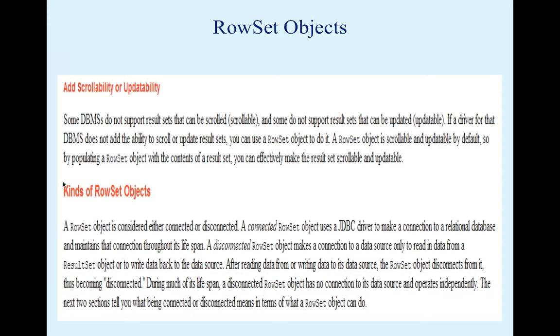During much of its lifespan, a disconnected row set object has no connection to its data source and operates independently. So that's why disconnected row sets are lightweight compared to connected row sets, because always maintaining the connection to the database is heavyweight, since it has to do a bunch of other stuff, not only maintaining the connection. It has to be agnostic to all these transaction isolation levels and all that stuff, so that makes it a heavyweight component. Whereas disconnected ones are like simple POJOs. Once it has been disconnected, it is like a plain old Java object, or a collection.